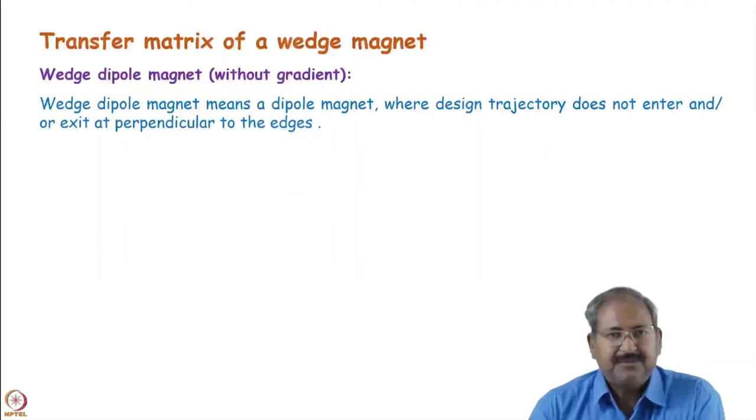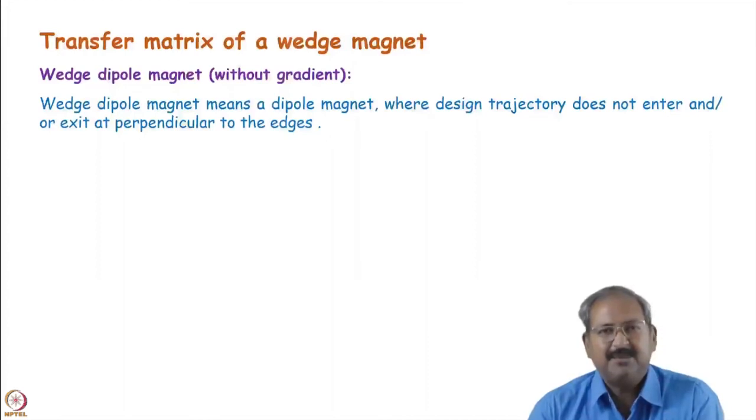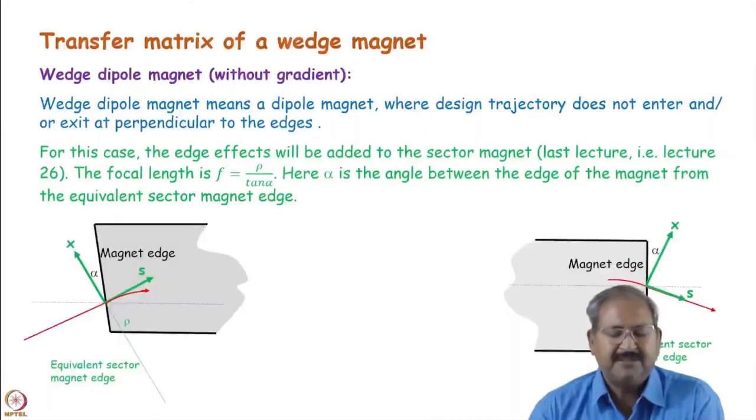Now, as we have known that by gluing the matrices using the final and initial condition, we can get the composite matrix of the optics. Now we come to the wedge magnet. What is a wedge magnet?